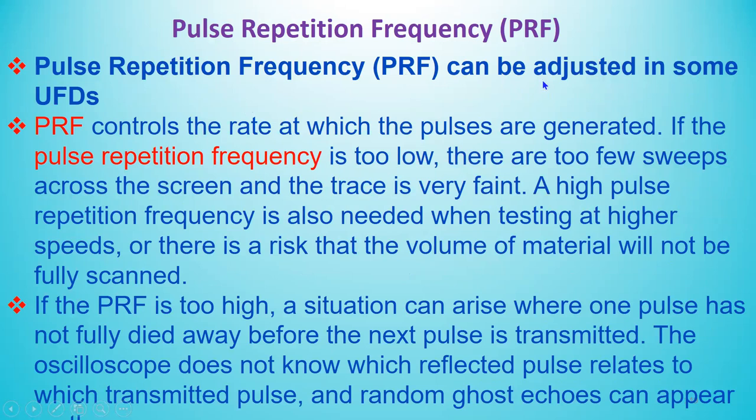Pulse repetition frequency, PRF, can be adjusted in some UFDs. PRF controls the rate at which the pulses are generated. If the pulse repetition frequency is too low, there are two phase sweeps across the screen and the trace is very faint. A high pulse repetition frequency is also needed when testing at higher speeds, or there is a risk that the volume of material will not be fully scanned. If the PRF is too high, a situation can arise where one pulse has not fully died away before the next pulse is transmitted. The oscilloscope doesn't know which reflected pulse relates to which transmitted pulse, and random ghost echoes can appear.